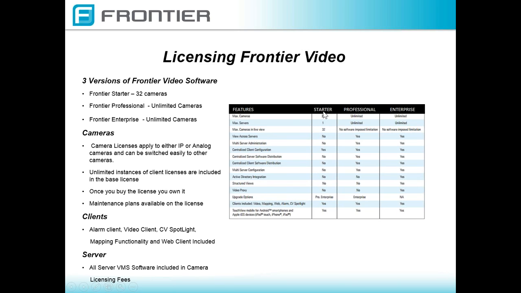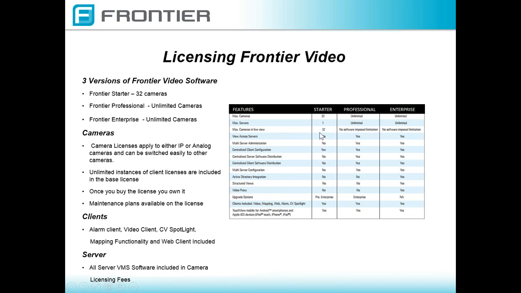The camera license price is going to change depending on what version of the software you want. So if you want a starter version of the software, which only goes up to 32 cameras and has some limited functionality, it would be more for a standalone type system. On Frontier Server, the camera licenses are going to cost a certain amount per camera. If you want to step up to Frontier Professional, that same camera license will be a little bit more expensive, and then the same with Enterprise. So basically, you're buying by the camera, and depending on what version you have, that camera license is going to be a little bit more or less expensive.